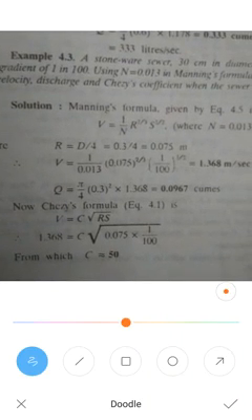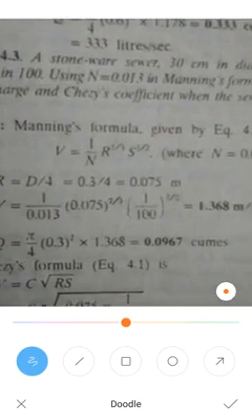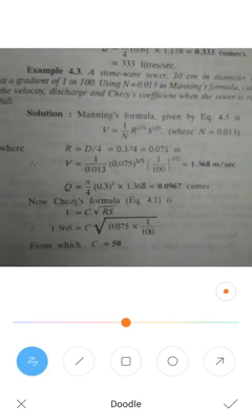Now another formula. A stone sewer of 30 centimeter in diameter and the gradient of 1 by 100, using Manning's formula. You have to use Manning's formula. Manning's constant n is equal to 0.013. Calculate the velocity, discharge and Chezy's coefficient when the sewer is running full.